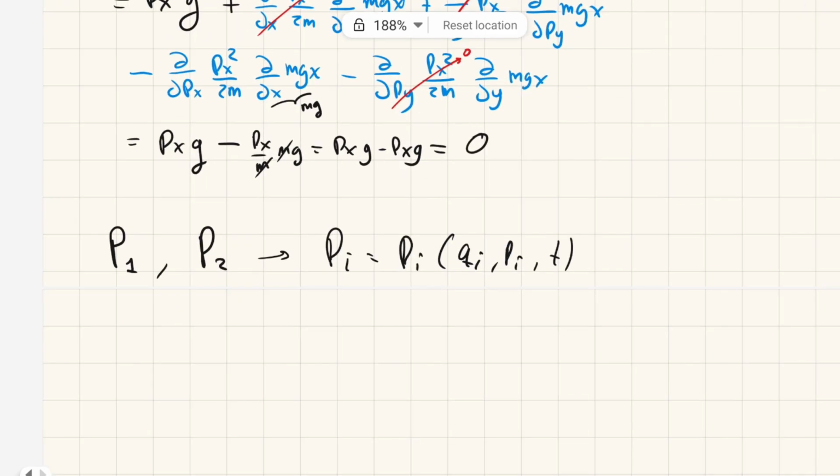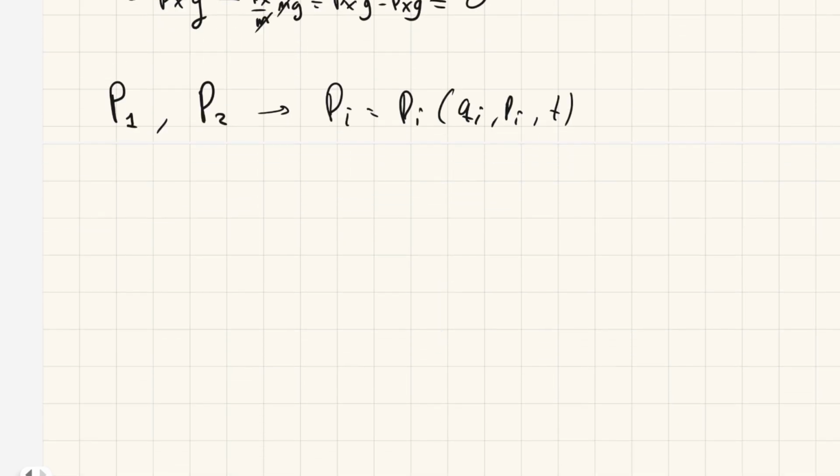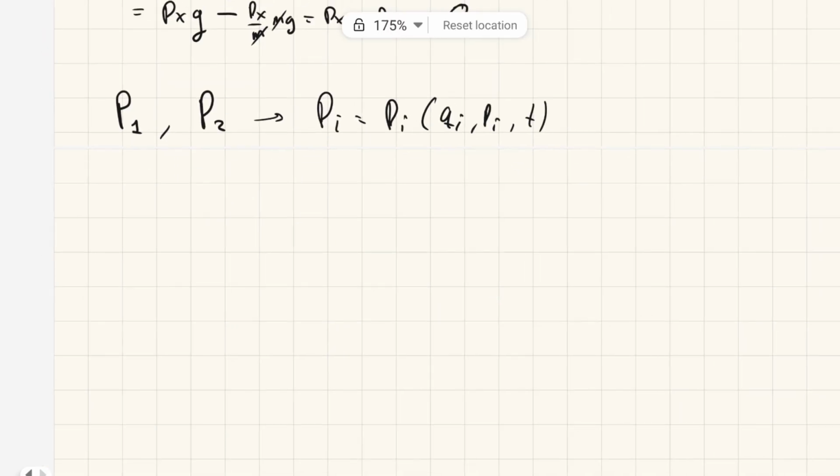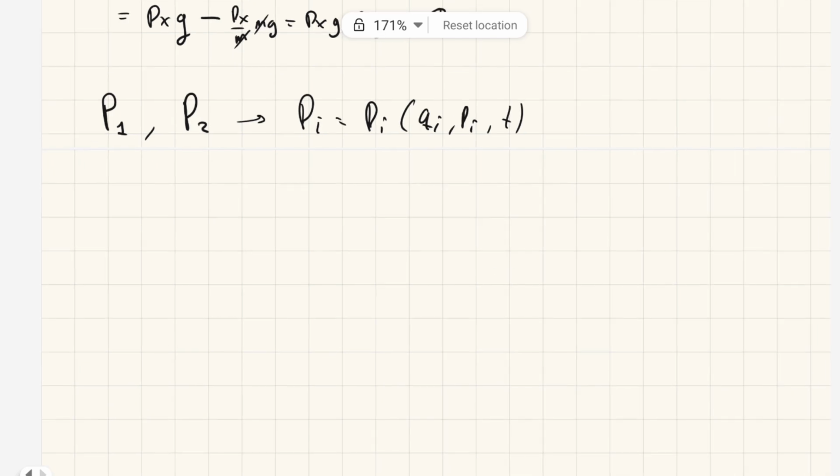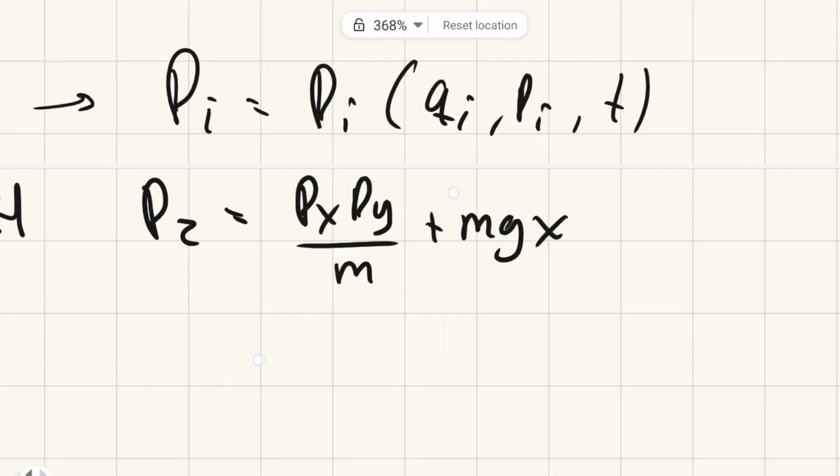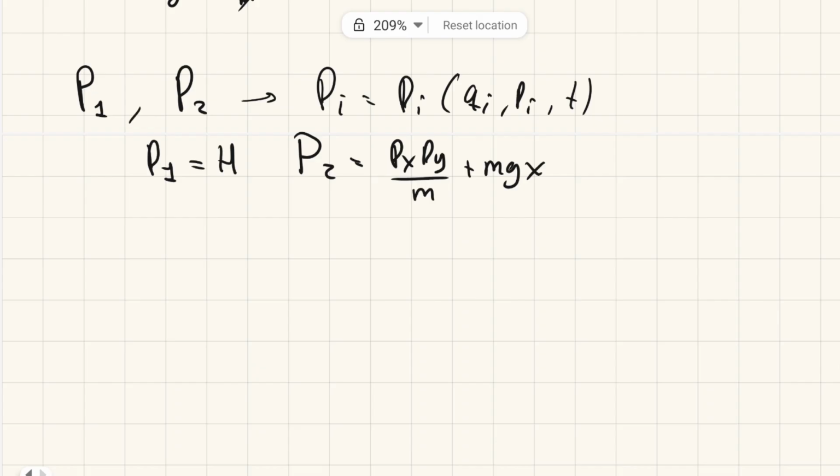And the other one will be the Hamiltonian, which is equal to the total energy of the system, right? Because we know that there are no external forces, so the total mechanical energy is conserved, right? And this total energy matches with the Hamiltonian. So that means that we are going to establish that P1 is equal to H and P2 is equal to Px Py divided by m plus mgx, where this is the upper P and these are little p's, right? That is important.